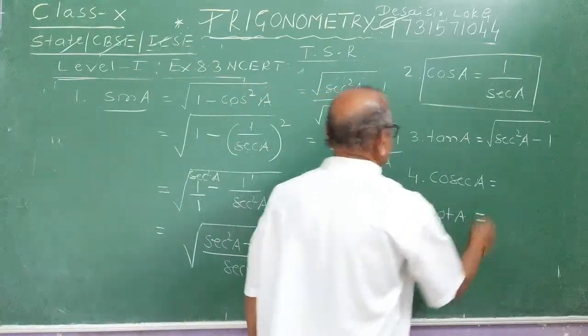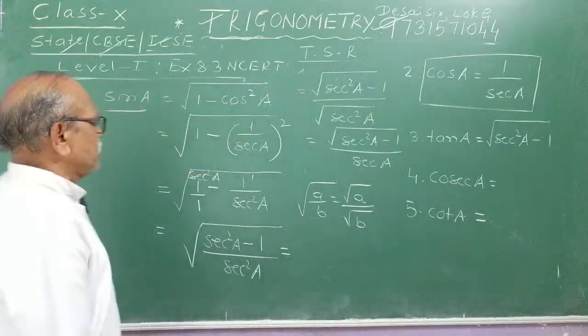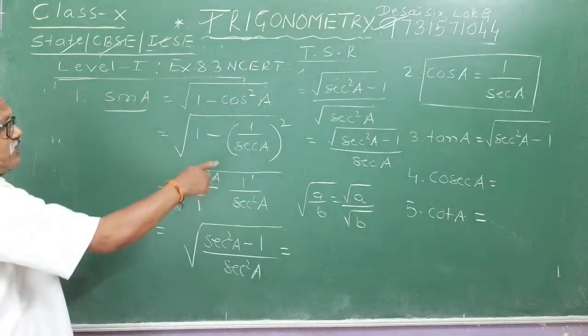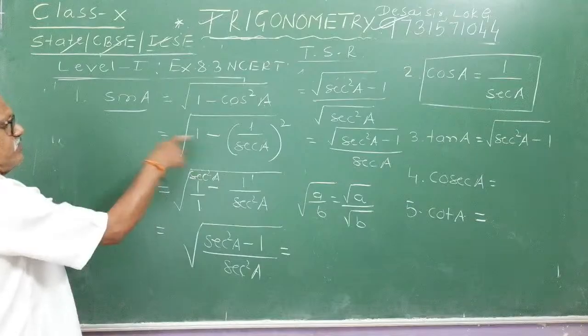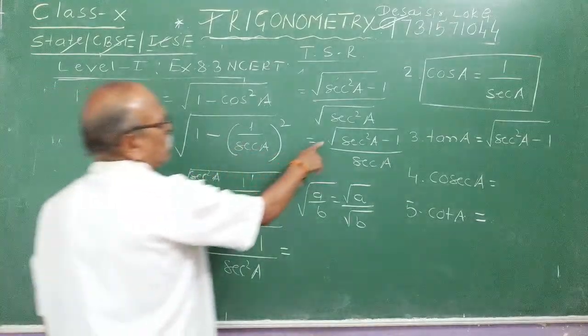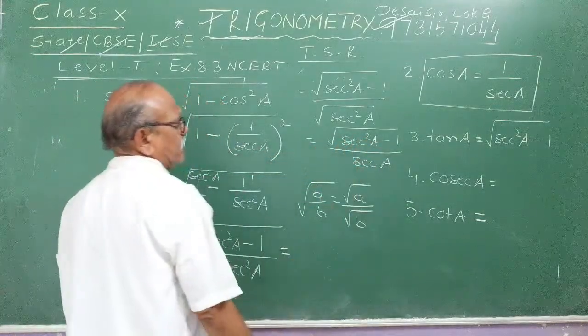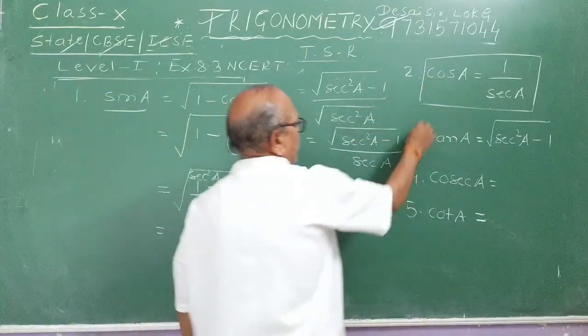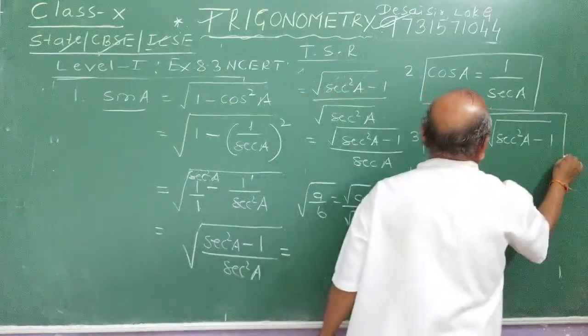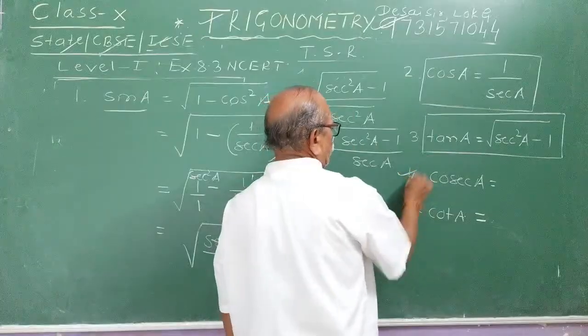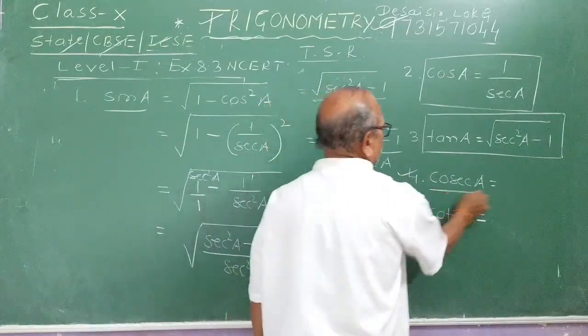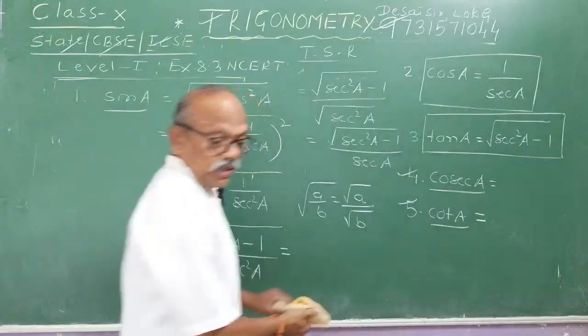Take 1 or 2 minutes, think. You have to express all trigonometric ratios except sec A in terms of sec A. We wrote sin A as root of sec square A minus 1 upon sec A, cos A as 1 by sec A, tan A as root of sec square A minus 1. We are left with 2 more. You have to express cosec A in terms of sec A. Take 1 or 2 minutes.